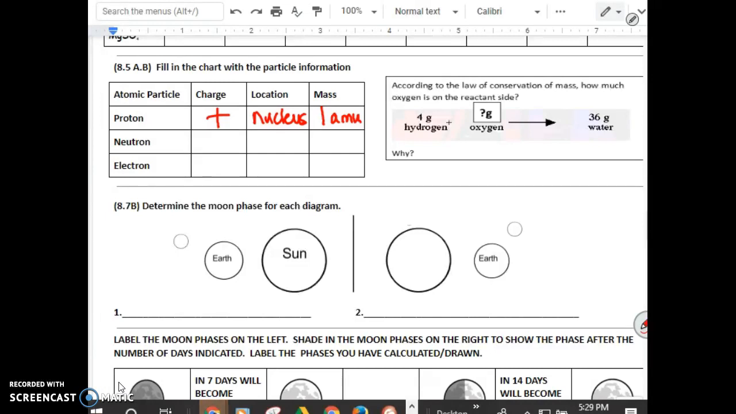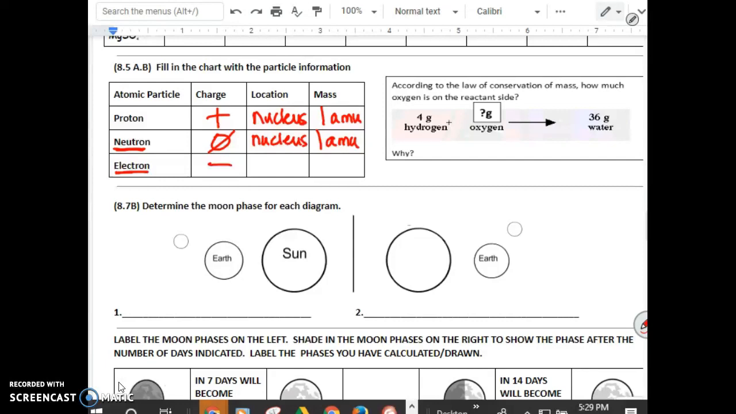Our neutrons, this is where we have to be careful. These are neutral, meaning they have no charge. They are also with the protons inside the nucleus, and they also have a mass of 1 AMU. Our electrons, these are our bad guys. I think of it like being electrocuted. That would be a very bad thing.